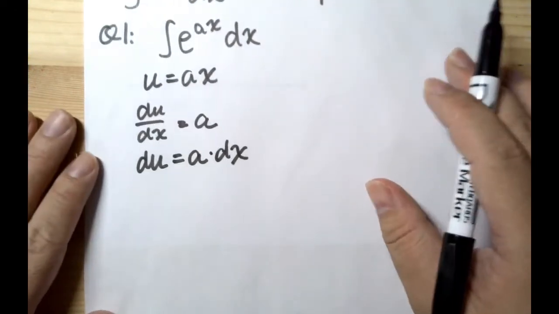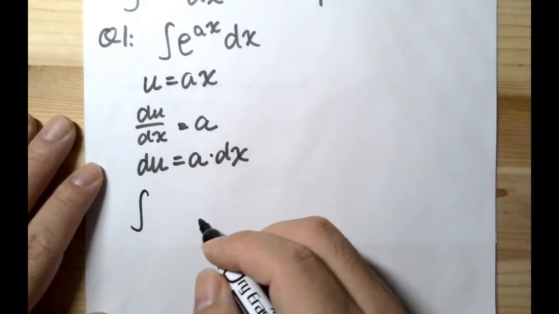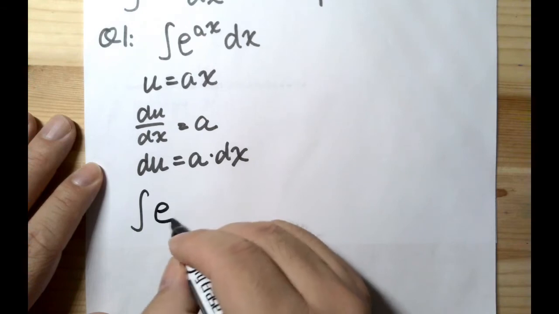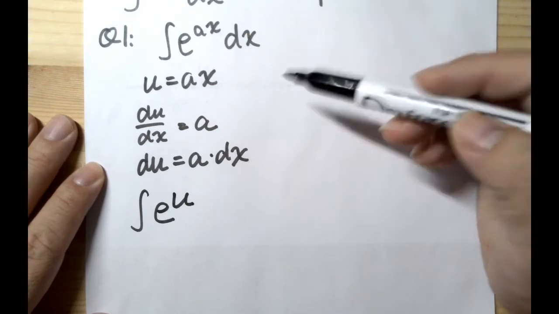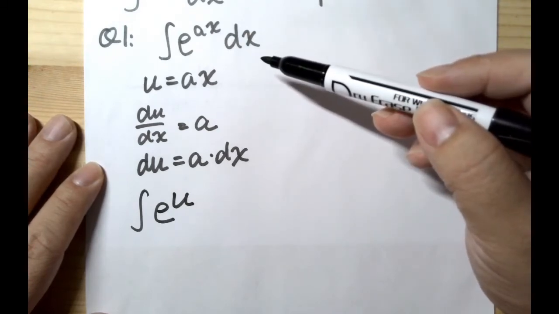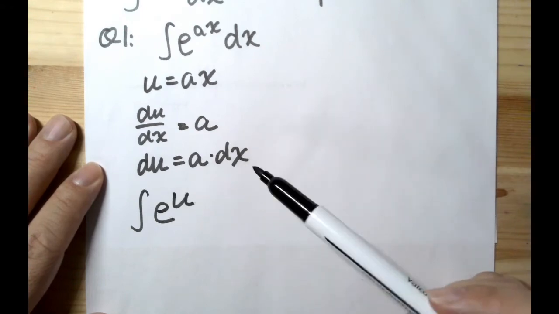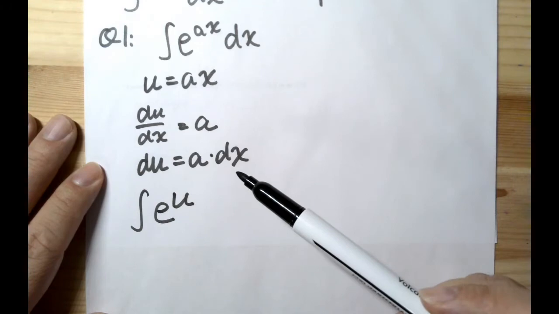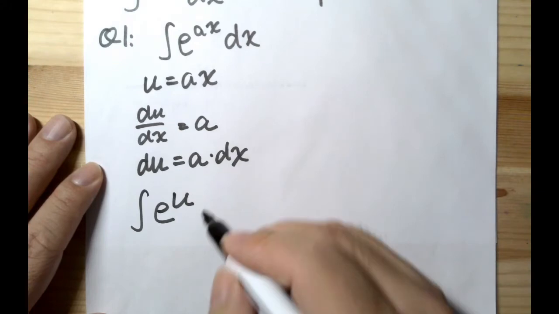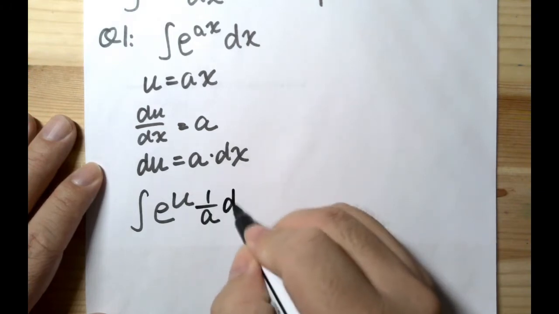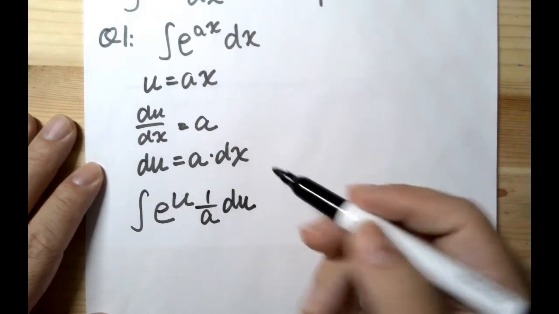So what we can do here is make the substitution. Since ax equals u, here I have e to the power of u. And also I want to substitute dx in terms of du. Look at what we have here: du equals a times dx. So do you agree dx equals du over a, or 1 over a times du? So you're going to have 1 over a du here, because if you divide by a on both sides, that's going to give you dx.